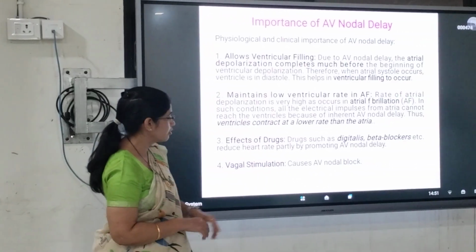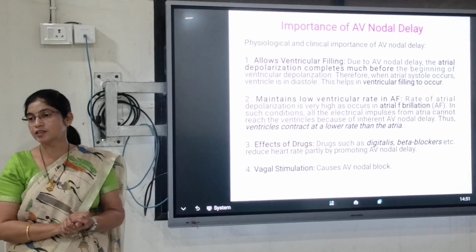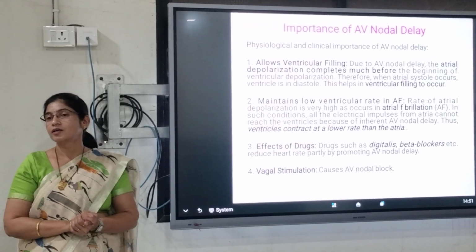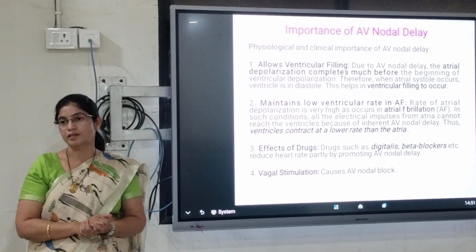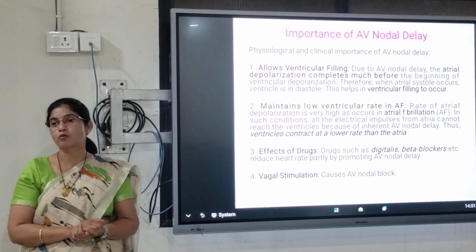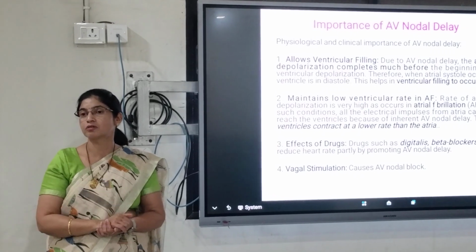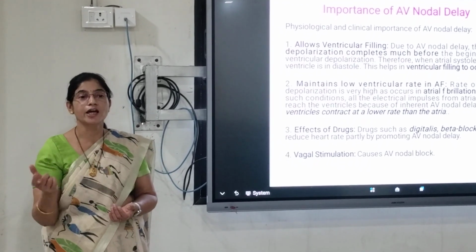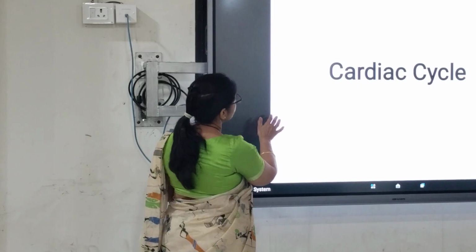Vagal stimulation will cause AV nodal block. If very strong stimulation of the vagus is given, what will happen? Impulses will be blocked. There is a decrease in the heart rate and blockage of the AV node, because SA node impulses will not be transmitted to the AV node. So AV nodal blockage will take place.